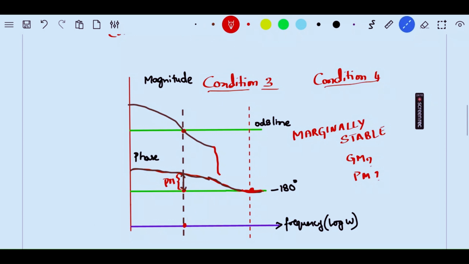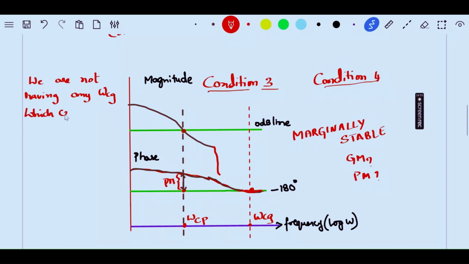So whatever we have here is the phase margin, which is due to the gain crossover frequency, omega Cp, and whatever we have here is the phase crossover frequency, which is omega Cg. Now, what is the condition here is we are not having any omega Cg which can define gain margin. This is the condition because we have omega Cg in the diagram, right?